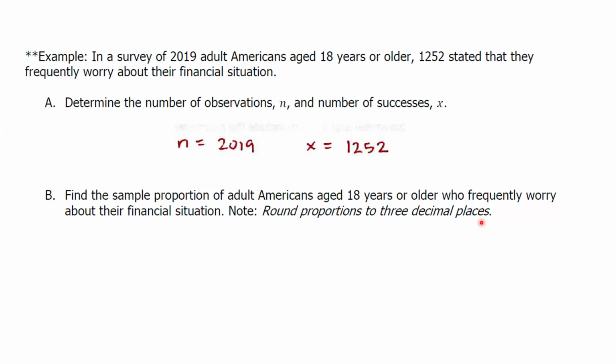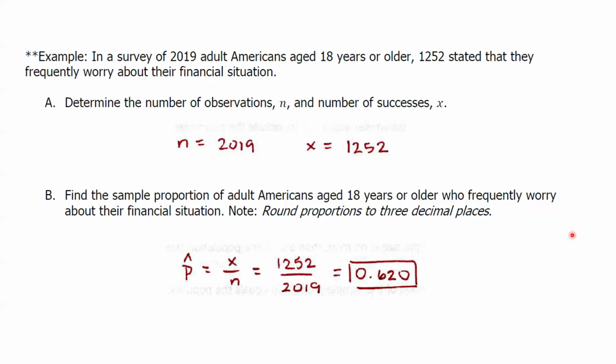So for B, we now want to find the sample proportion of adult Americans aged 18 years or older who frequently worry about their financial situation, rounding proportions to 3 decimal places. So to find our proportion, we are going to take x divided by n, which then gives us the decimal 0.620.